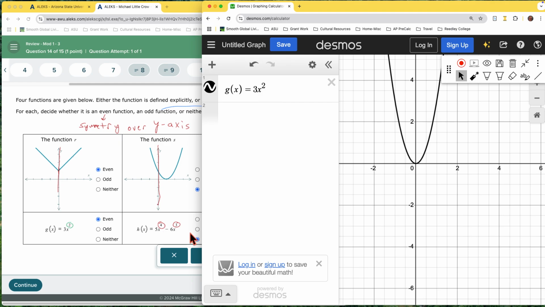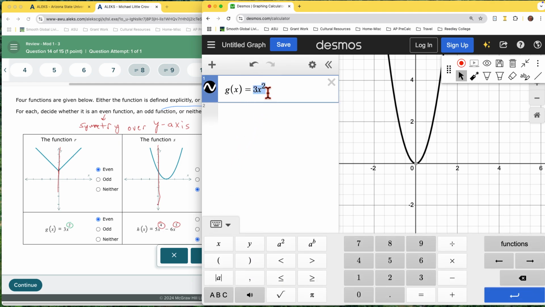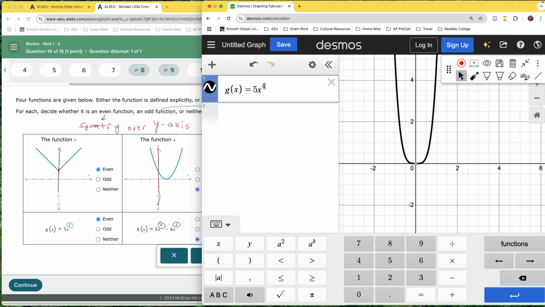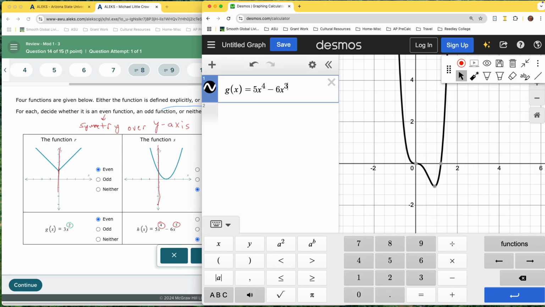And let's look at this other function. We'll just leave it g of x. It doesn't matter. Or you could just do y, but we could do the same thing. 5x to the 4th power. And you can shift 6 is a faster way. Then you have to arrow to the right to get down on the line. And then we've got minus 6x to the 3rd power. And we see, no, this is not symmetric about the y-axis, right? Because it's not the same on the left and the right if we do that.